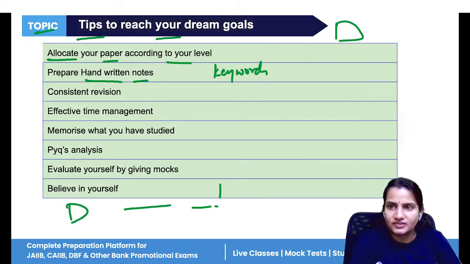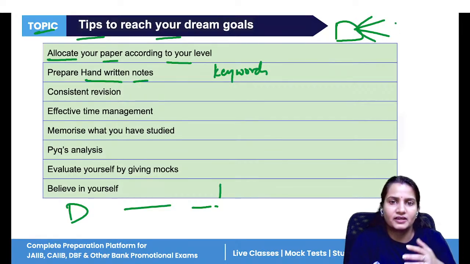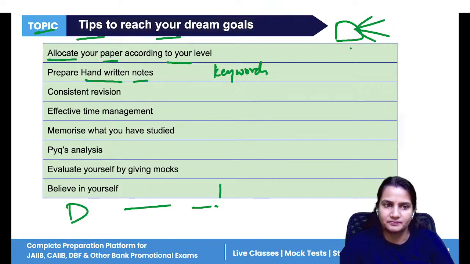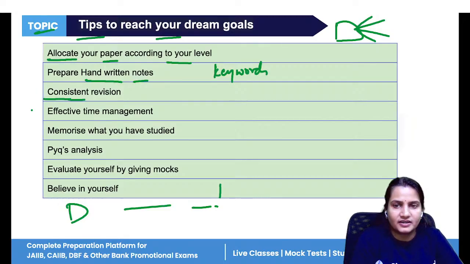Okay, one topic is there. From this topic, write down five, six important keywords and revise them daily. Then you will remember it and can retain it for a long period of time. Do consistent revision. Consistent revision matters a lot.